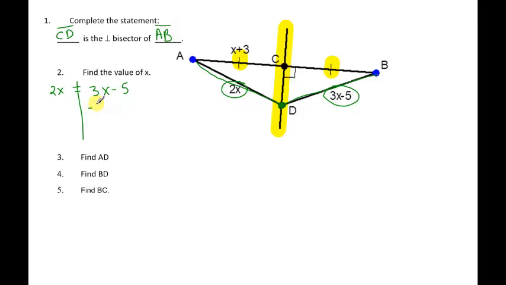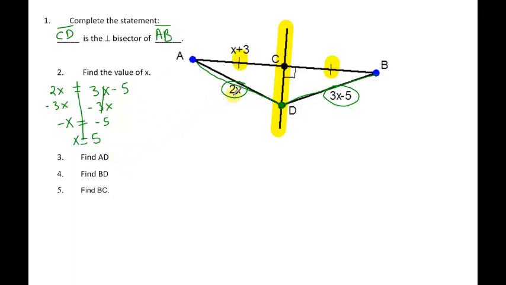Let's subtract the 3x over, and I'm going to get a negative x on this side. These guys wipe out, and negative x equals negative 5, so that would mean that x would be 5. That's the value of x. Now let's use it in these next examples to find the distances.